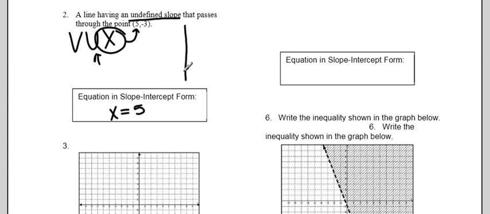Now if you're not convinced by this, you could always graph it. If I put a point at 5, -3 on my graph with an undefined slope, which means it's a vertical line, I can draw it through there. Now on this line, notice all of your x values are the same. They're all 5, so x equals 5.